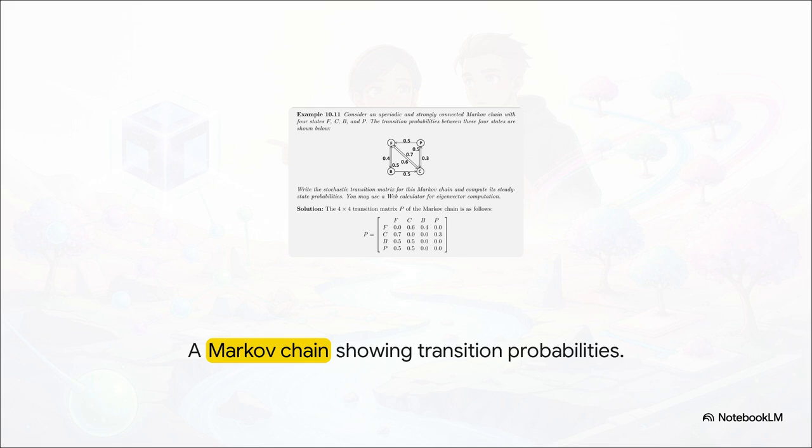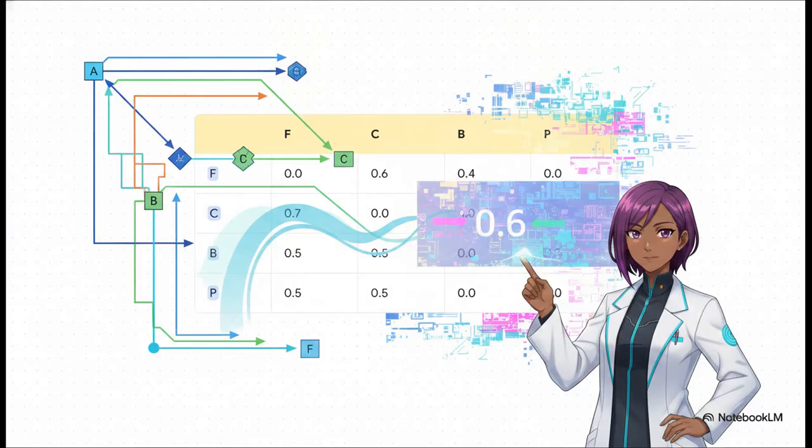Just imagine a web server clicking links completely at random between 4 web pages in an aperiodic and strongly connected Markov chain. The arrows are the links, and the numbers, those are the exact probabilities of clicking that specific link. Like if you're on page F, you got a 60% chance of jumping to C and a 40% chance of jumping to B. It perfectly models how movement naturally happens within a network. But here's the thing. Computers don't look at arrows and circles, right? They look at tables of numbers.